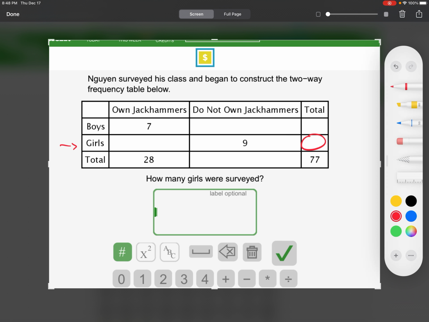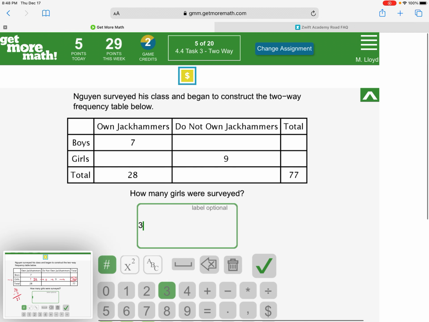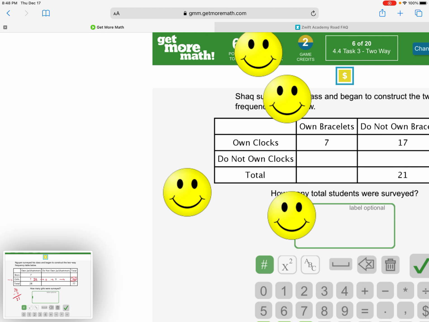So I'm going to start immediately looking for columns and rows that have two numbers that can help me. The first thing that I notice is 7 plus question mark is 28. So 28 minus 7 is the question mark. 28 minus 7 is 21. And now look, I can just add 21 plus 9 is 30, and now I have my number. So it kind of got lucky in 2 steps there. I got my answer of 30, and boom.